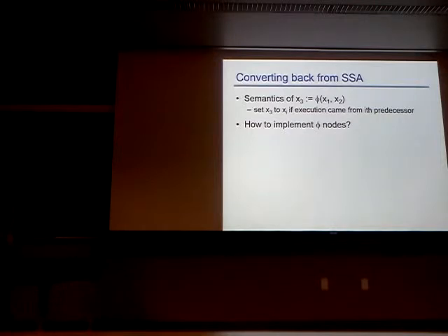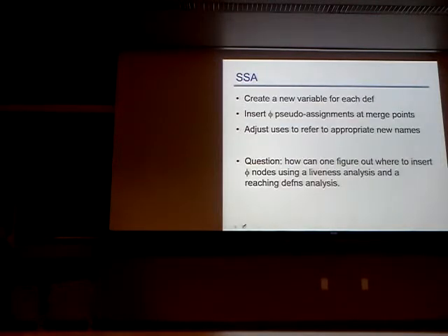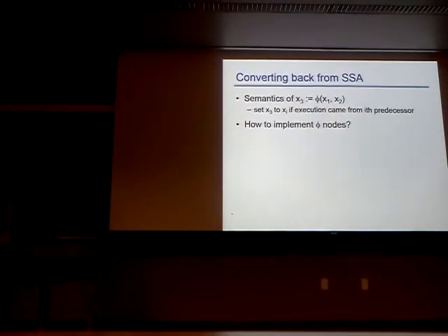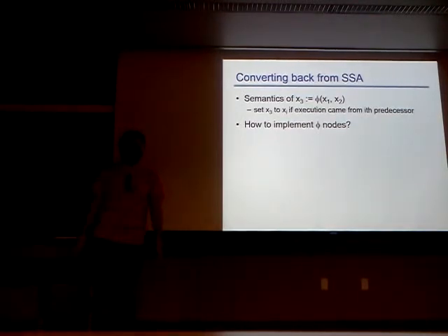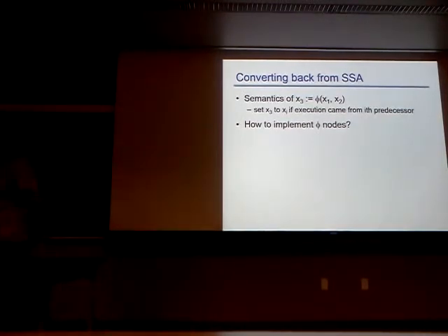Okay, so that's how you convert to SSA. Now, you can create this SSA, but at the end of the day, there's no assembly instruction that runs like the phi node. So you have to somehow get rid of them before you can run your program. So how do we get rid of phi nodes?